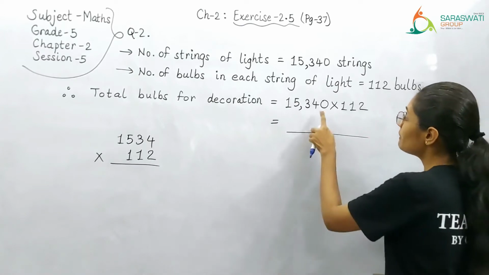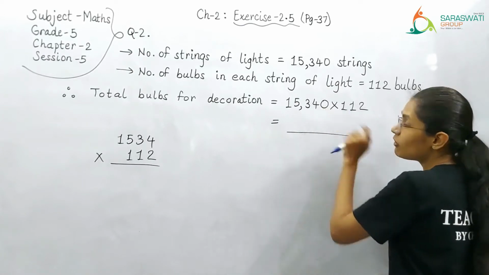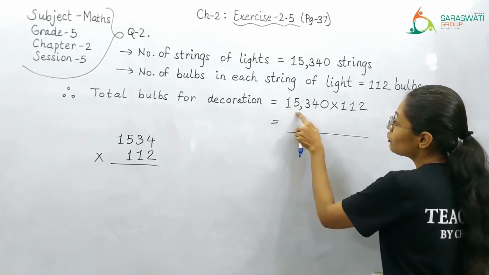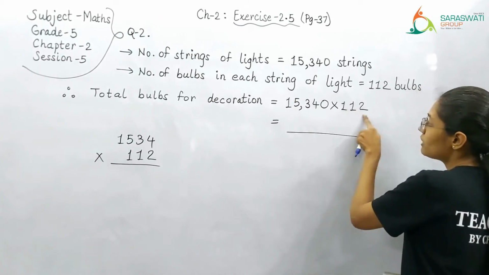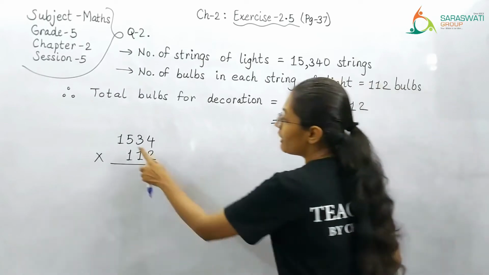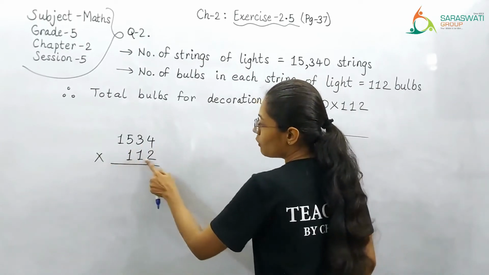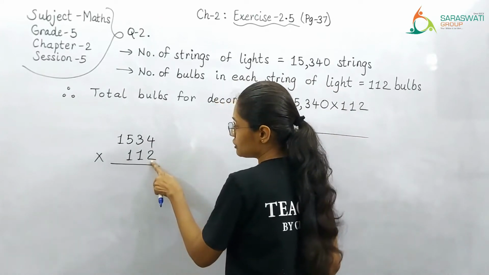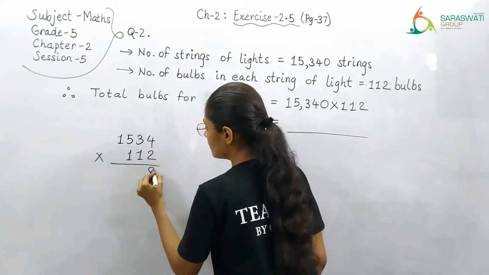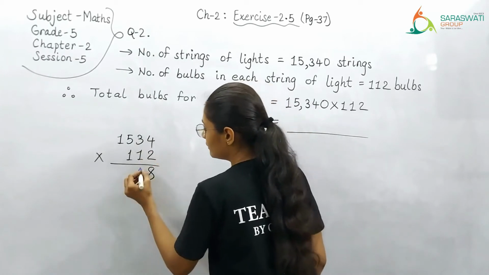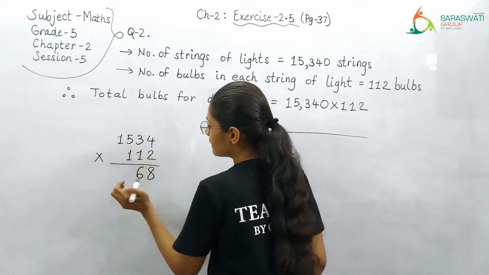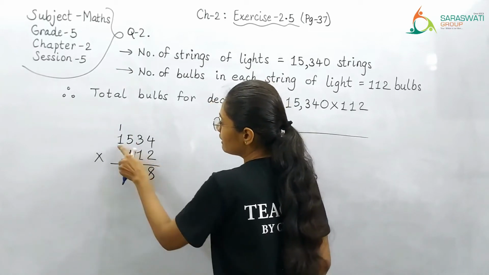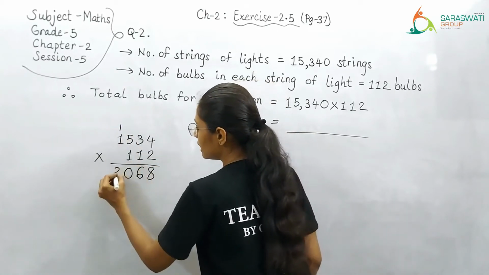So students यहाँ पे ये जो है number, this is a multiple of 10. So first we will multiply this number, the non-zero part, with 112. Okay? So 1534 multiplied by 112. So यहाँ पे we will start with this ones digit. 2 fours are 8, and then 2 threes are 6. 2 fives are 10. So यहाँ पे 0 लिखेंगे and 1 carry over. Then 2 ones are 2. 2 and 1 3.